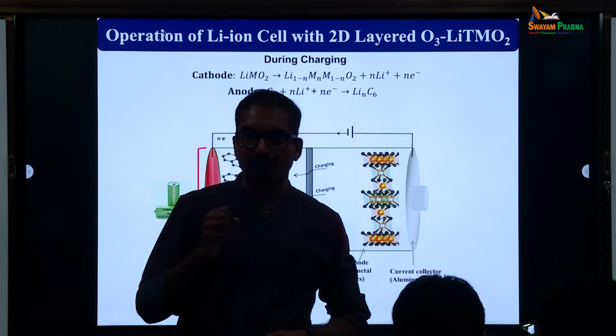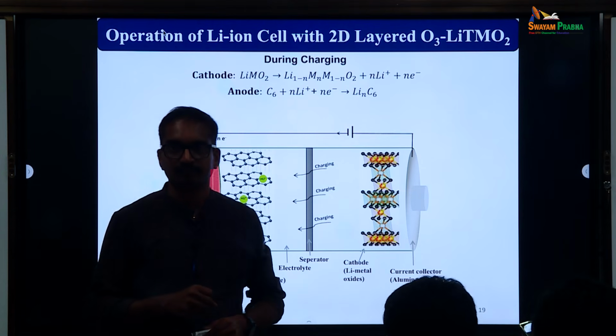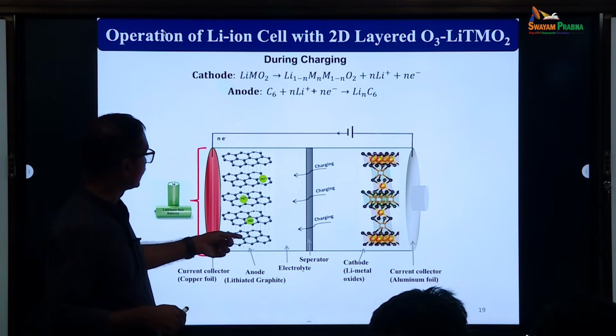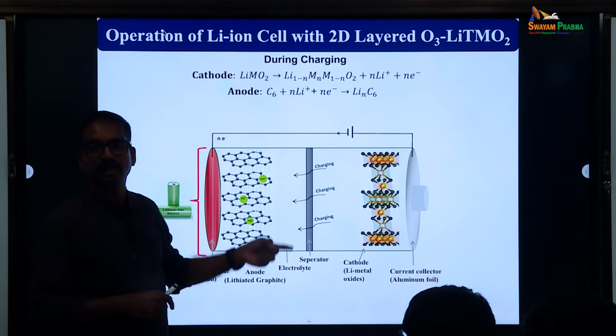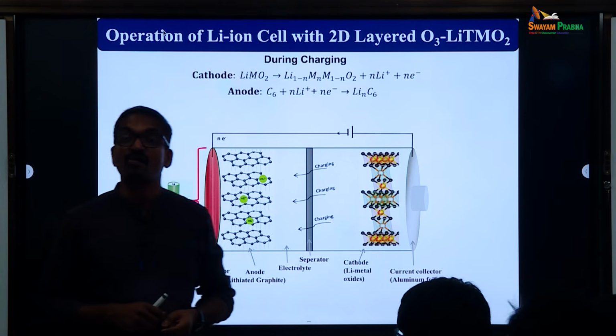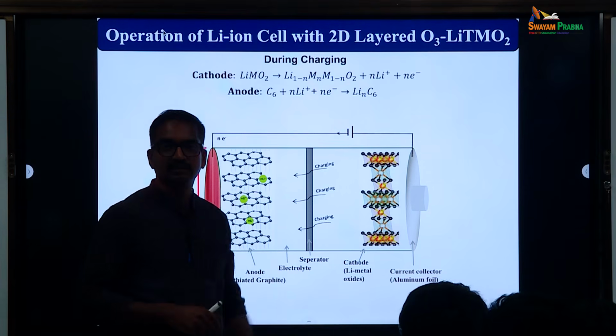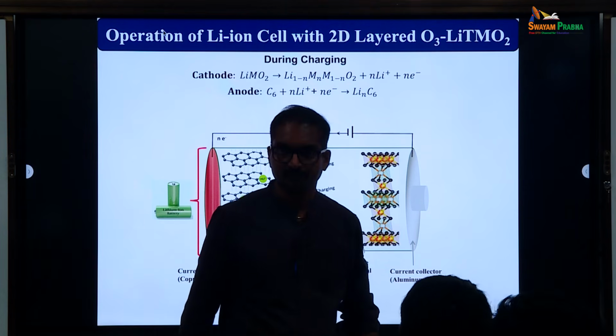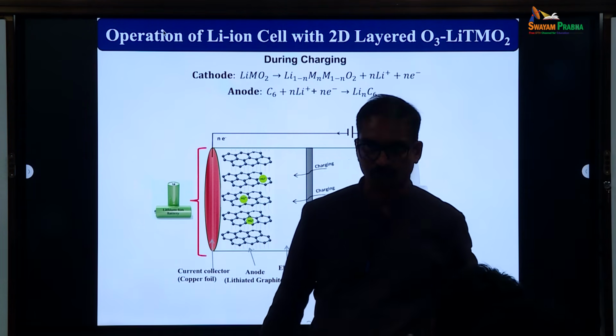Graphite is made of carbon. This entire thing is a carbon in allotropic form called graphite. The separator is some non-conducting material which is porous and allows ions to move.